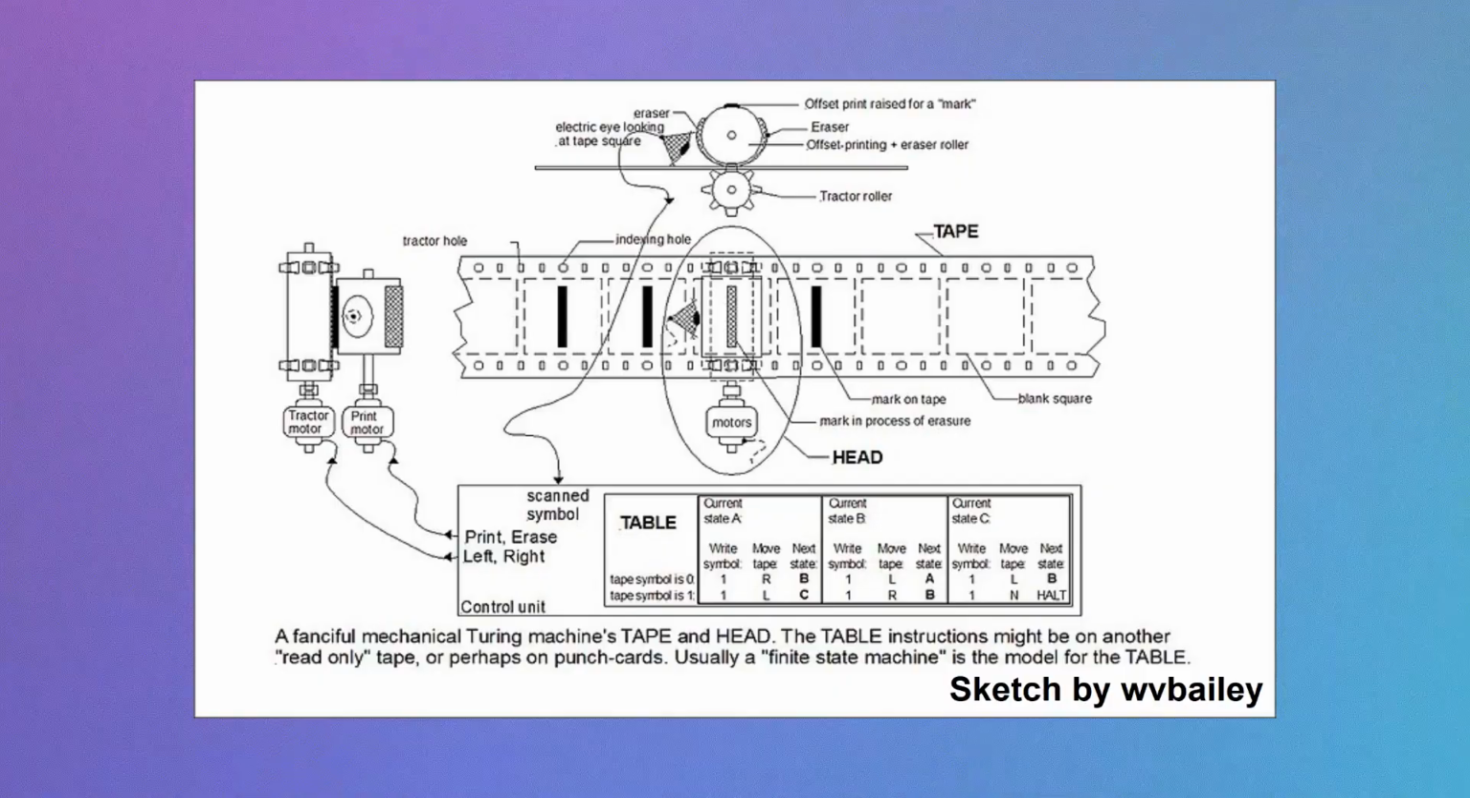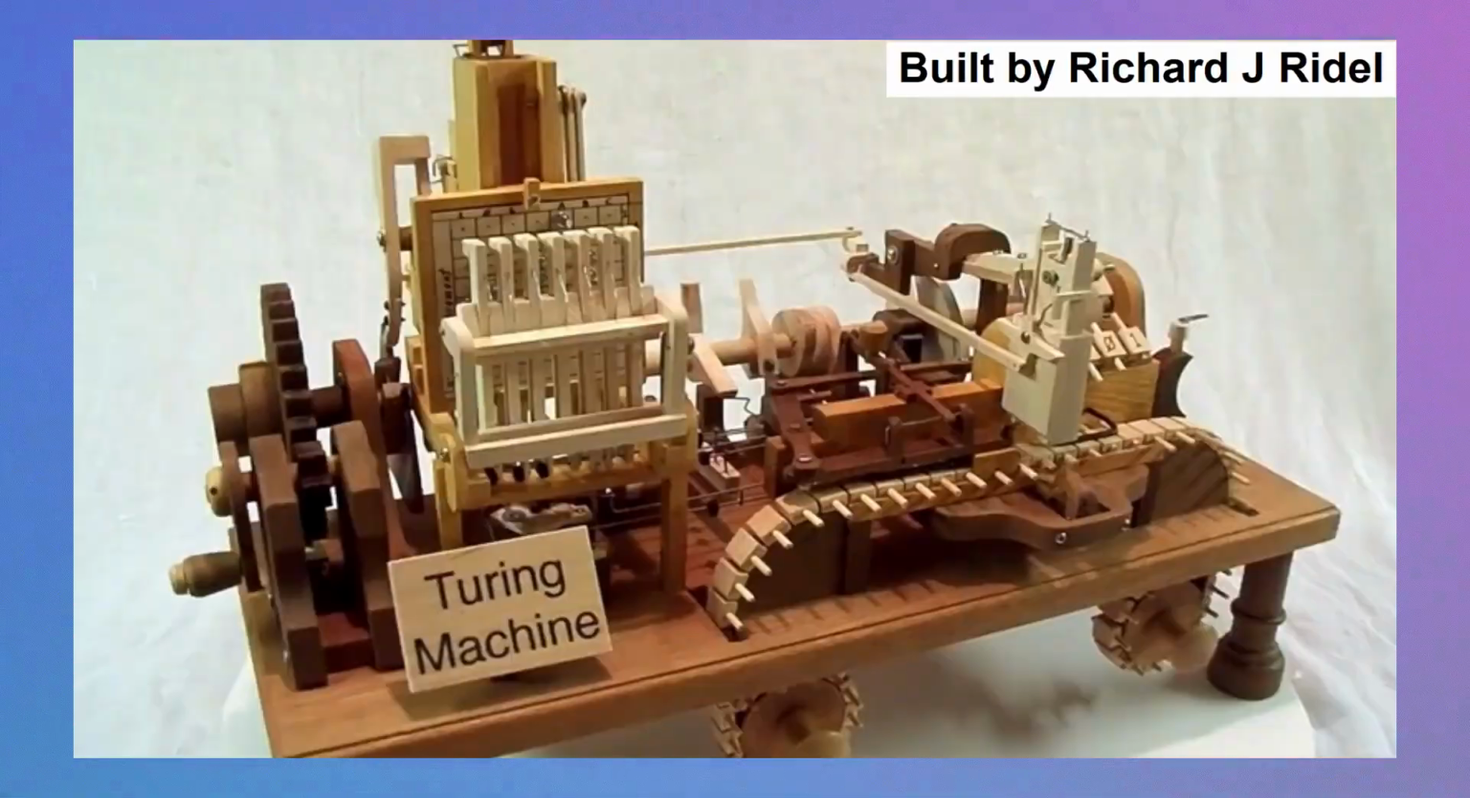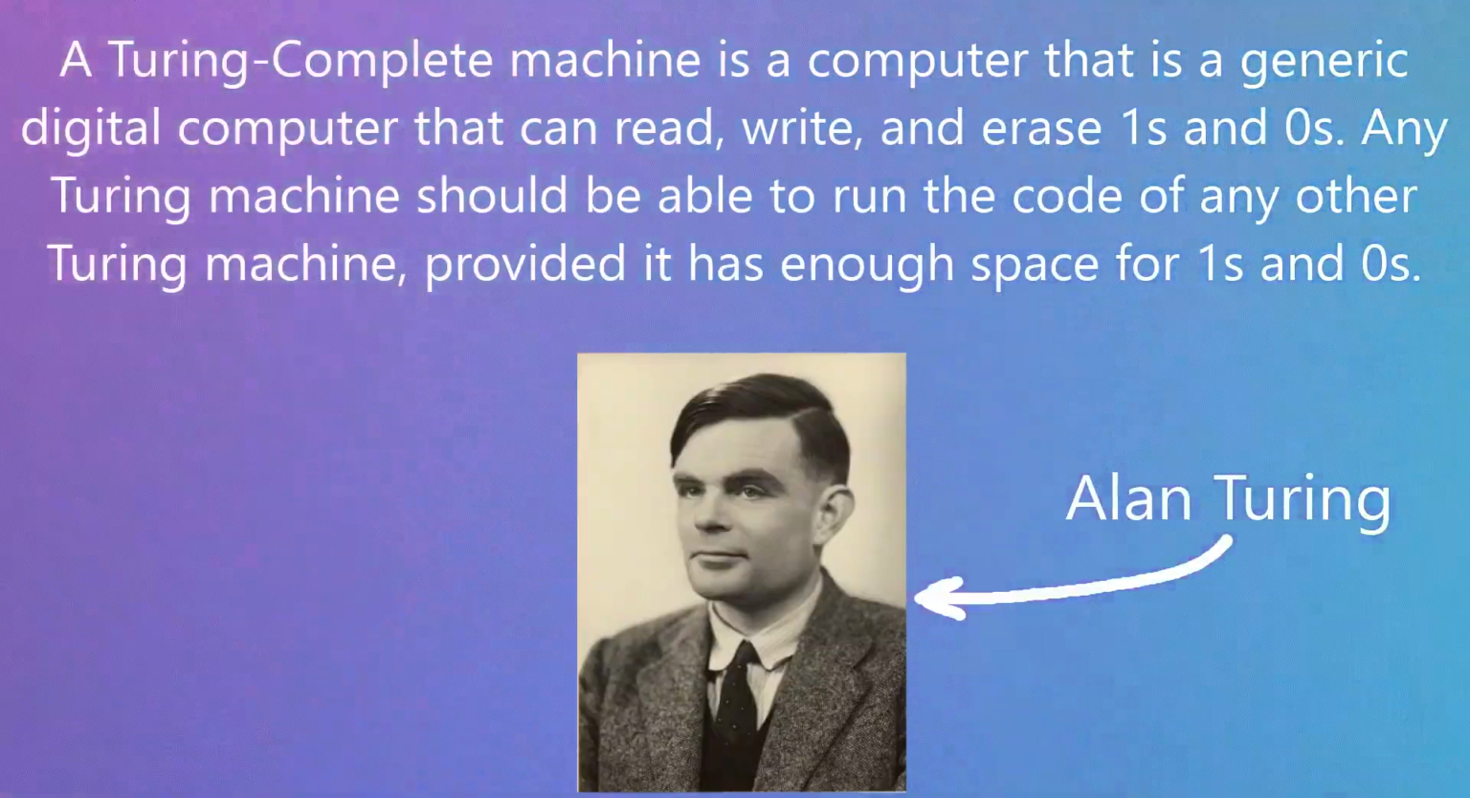Computers are just machines that follow instructions, specifically to read, write, and erase some data. And by data, I mean ones and zeros. However you manage to represent them, if you can make a machine that will read, write, and erase those ones and zeros, then congratulations, you have a computer.